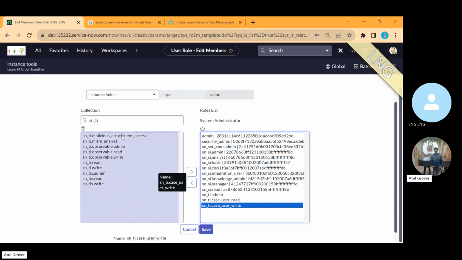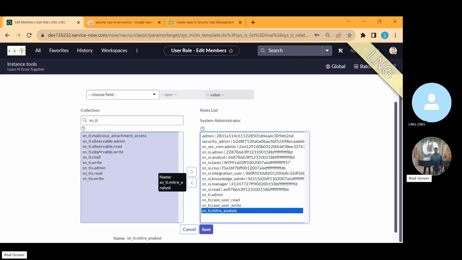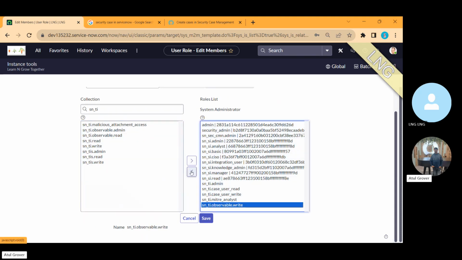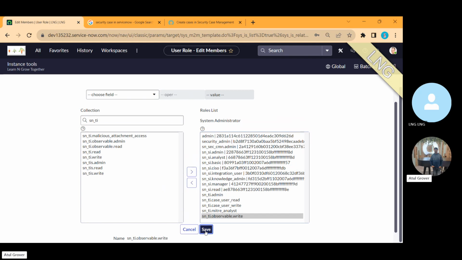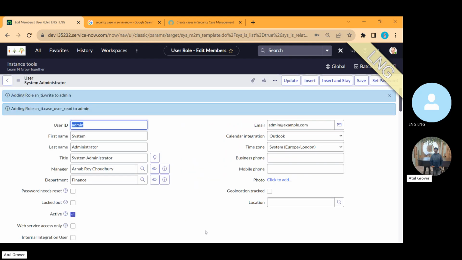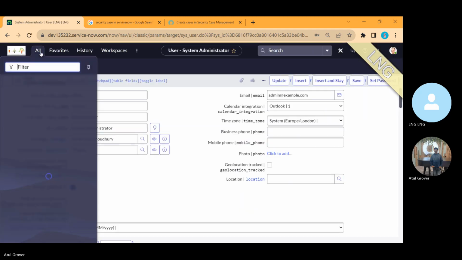OK, let me add MITRE analyst as well, because we need this going forward. Observable role we have. TI.case. Let's save and see. Let's give a try. What's wrong, if we can get this option here? Let me reload my page and see if I can get that option. Or if required, I have to log out and log in again.